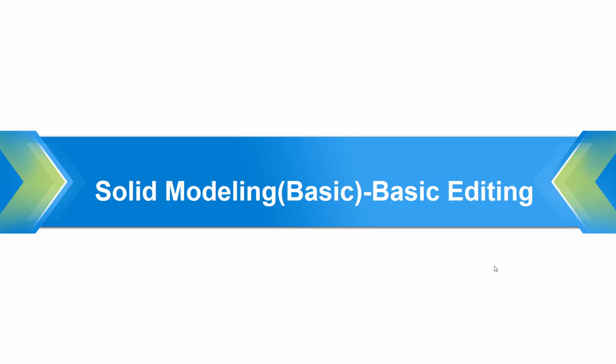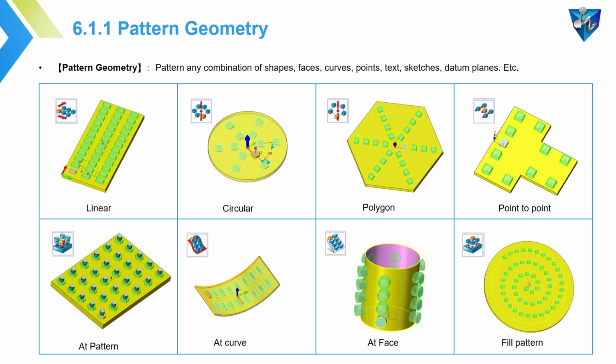Okay, the next chapter is basic editing. It's also the sixth chapter of the solid modeling basic. In this chapter, I will show you how to do some basic editing operations, such as pattern, mirror, move, rotate, and etc. Now let's get started.